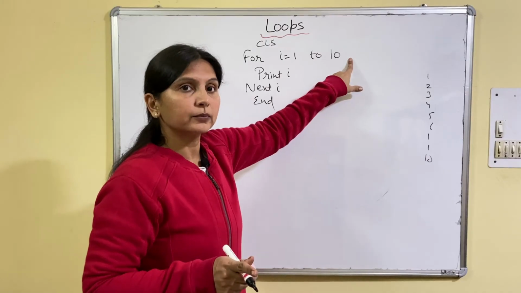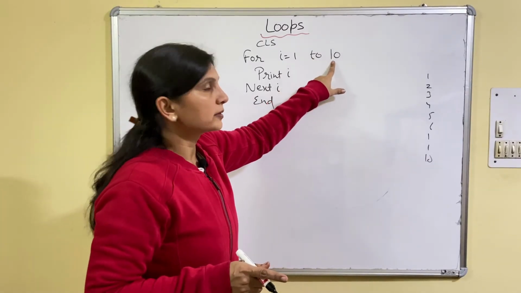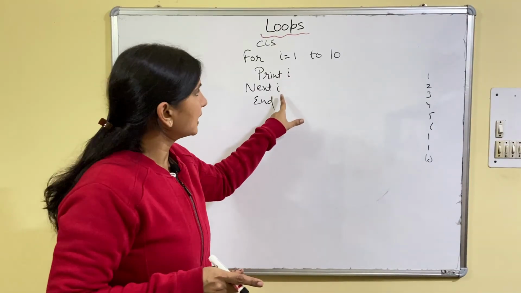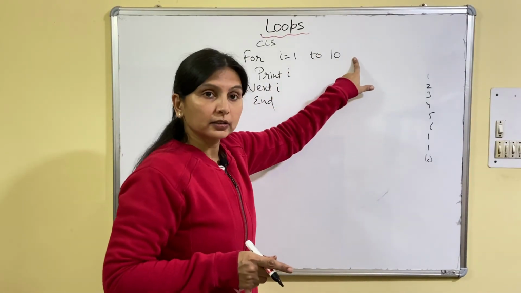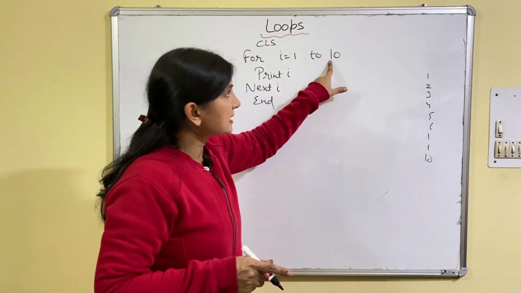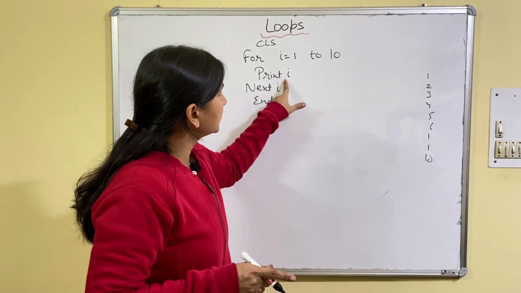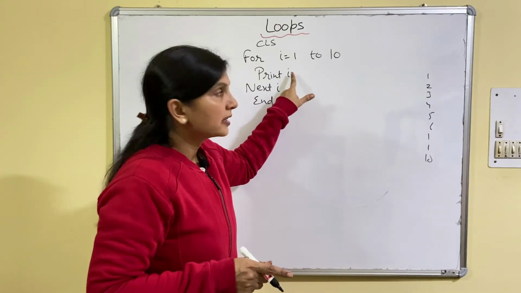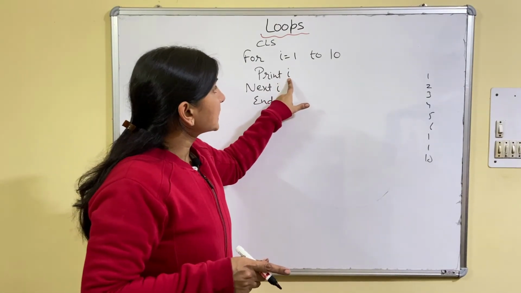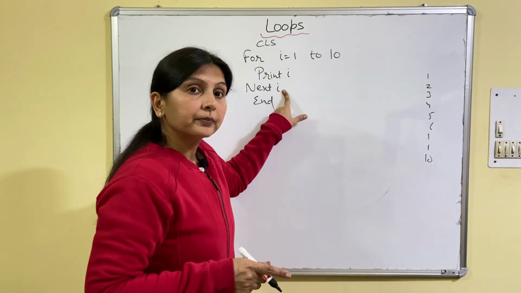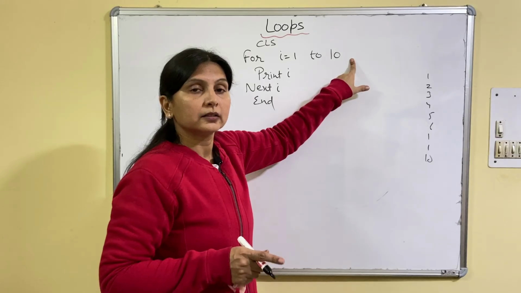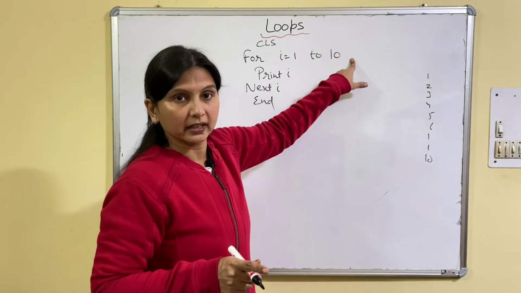I will become 2. 2 less than equals to 10. Condition is again true. Print 2. Again it will send the control here to step. So I will become 3. 3 less than equals to 10. Condition is true. Print 3. Print 4, 5, 6, 7, 8, 9, 10. Now after printing 10, again the control will be transferred to the step. So I will become 11.